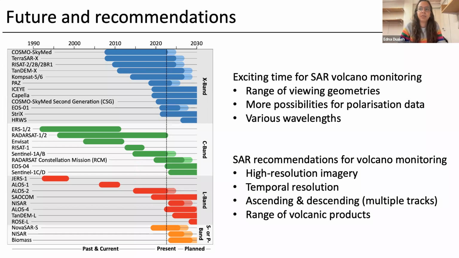Having high temporal resolution really helps with monitoring volcanoes, because you can then see individual or smaller changes over time, which is helpful. I mentioned briefly having different viewing geometries, so having ascending and descending can be helpful to look at deposits either on different sides of the volcano, depending on the steepness of the volcano, but also to try and mitigate distortions introduced by the satellite viewing geometry.